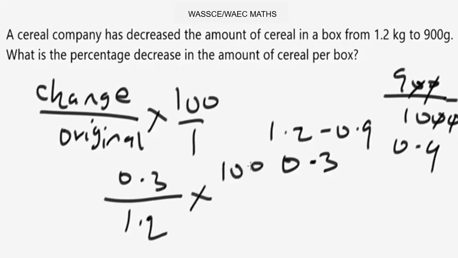times 100 over 1. All right, so once you do this change over the original mass or weight of the cereal box, okay, times 100%. When you punch this on a calculator straight, let me punch it on a calculator. All right, so when you punch in a calculator, you're going to have 25%. Okay, so this will be the percentage decrease in the amount of cereal per box. All right, 25% in the amount of cereal per box.